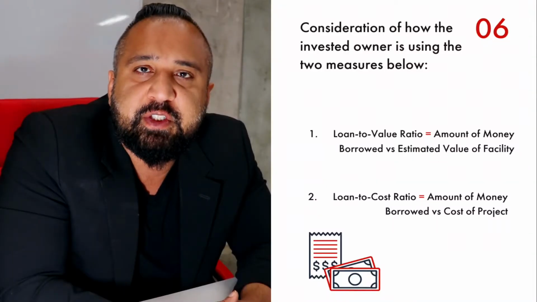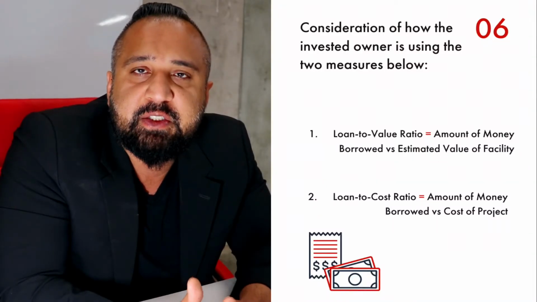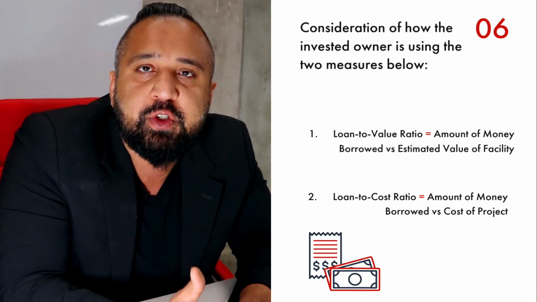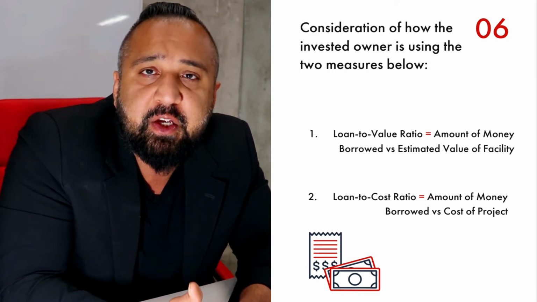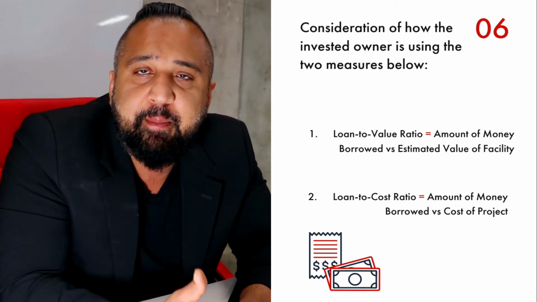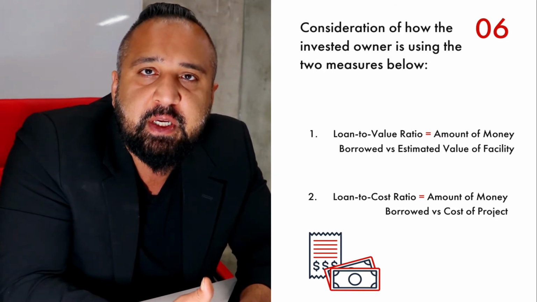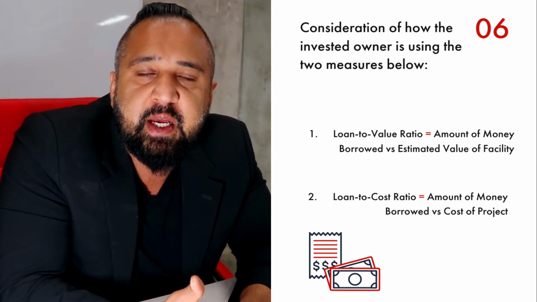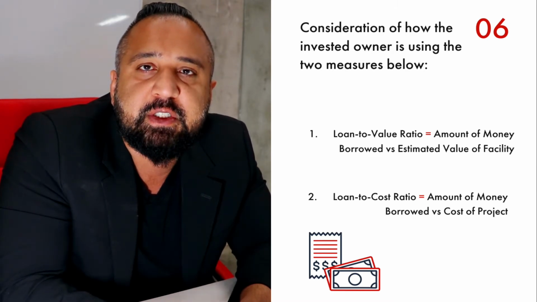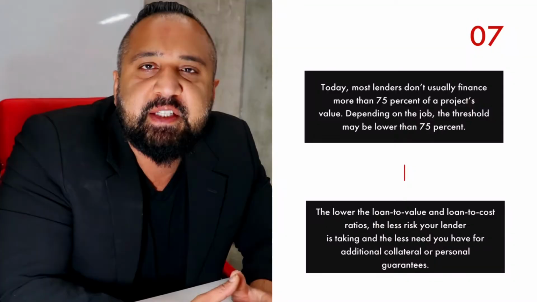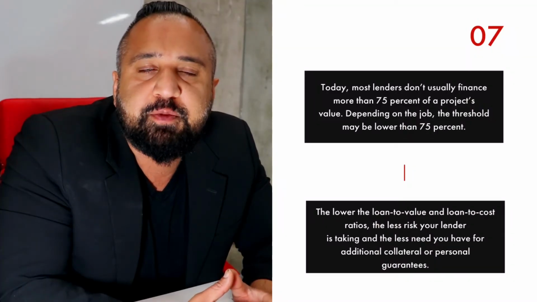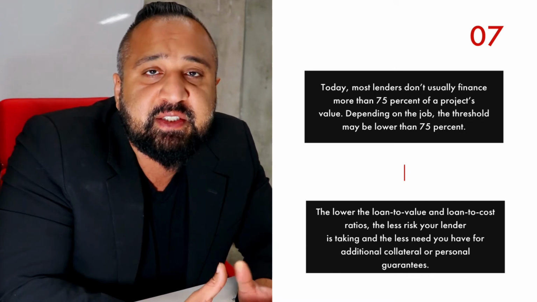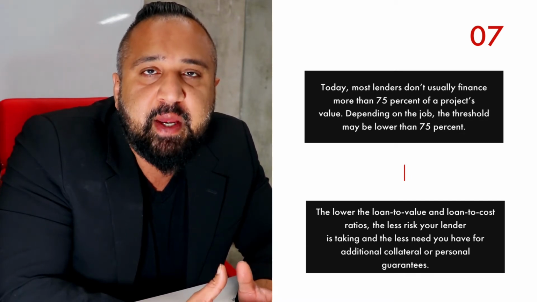Two main ratios that the bank uses to assess you as a borrower are called loan to value ratio and loan to cost ratio. Loan to value ratio is basically the amount of money borrowed versus the value of the facility, and loan to cost ratio is the amount of money borrowed versus the cost of the project. In today's financial market, most banks don't lend more than 75% of the total loan value, and in some projects, the threshold may be lower.